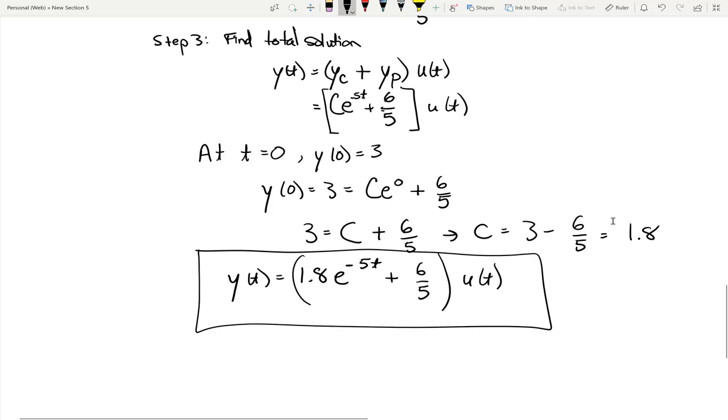All right, in the next video, we're going to look at a more complicated type of input. All right, but dealing with steps is generally pretty easy.